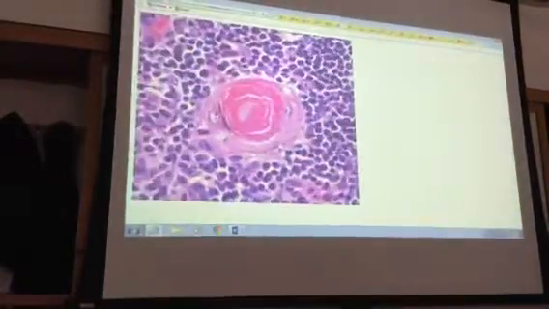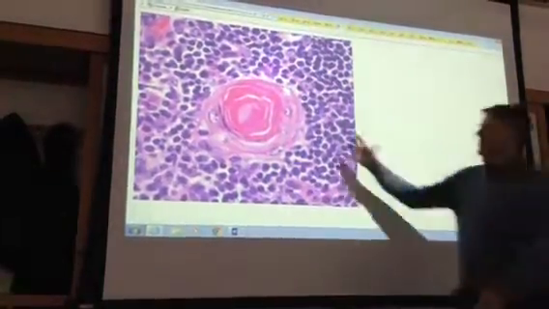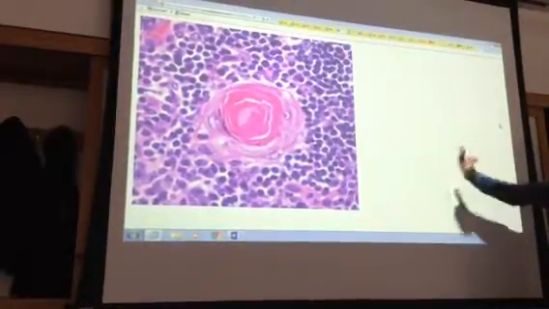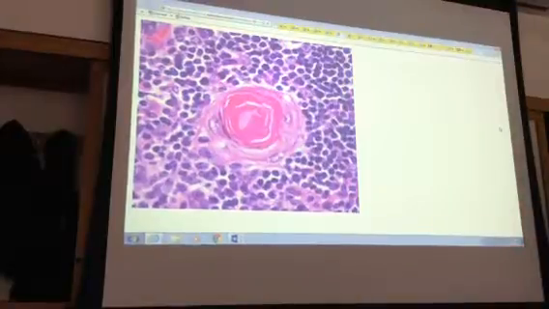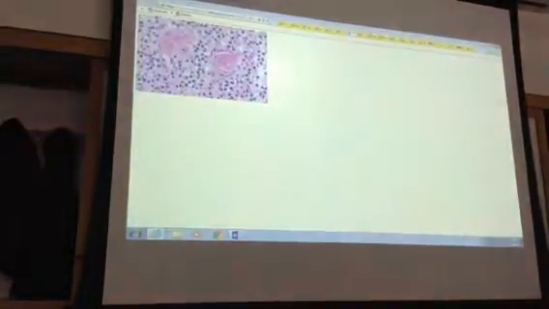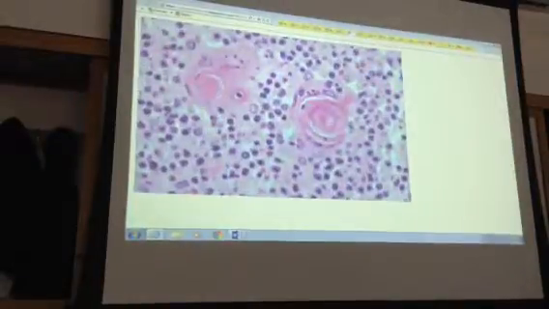Okay, there's a super duper close-up of one thymic globule. So this would be inside of the medulla of the thymus, and you'll see several of these thymic corpuscles, or you can call them Hassall's corpuscles, either way. Here's another one. Here's a couple of them together.